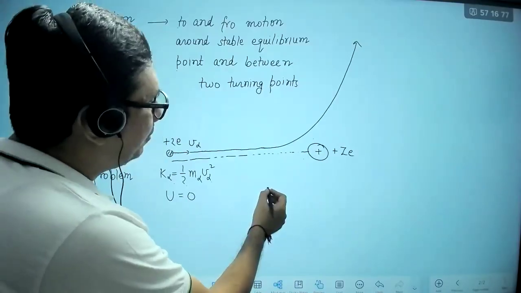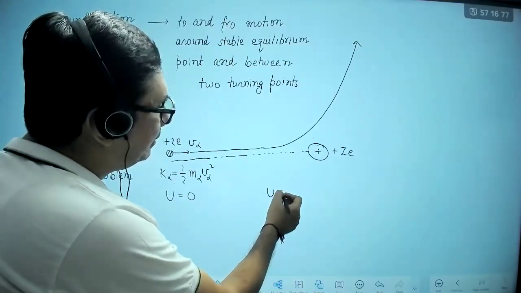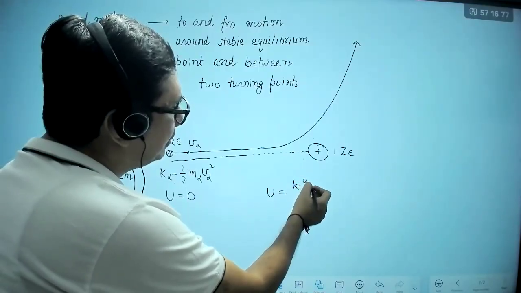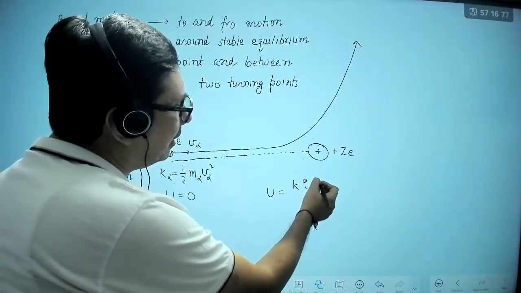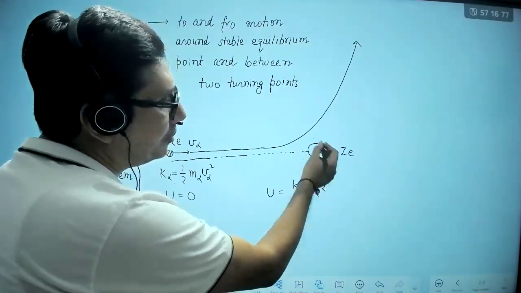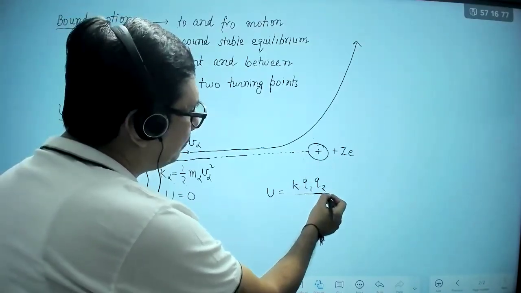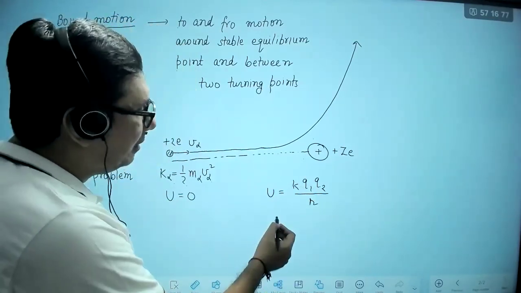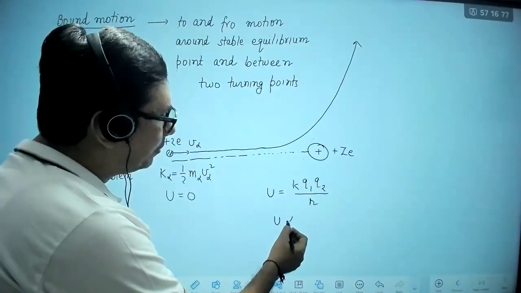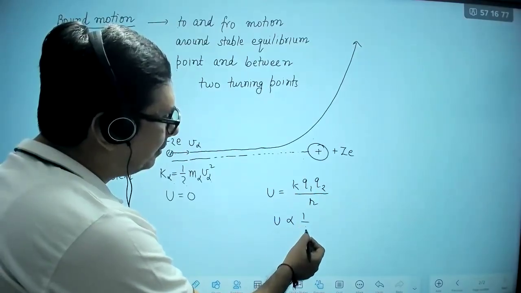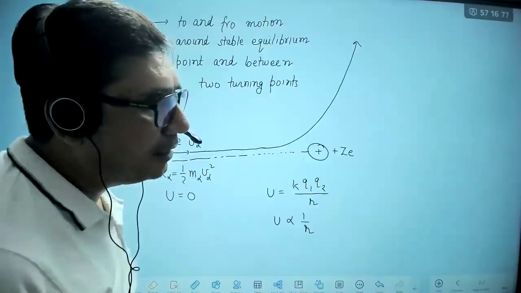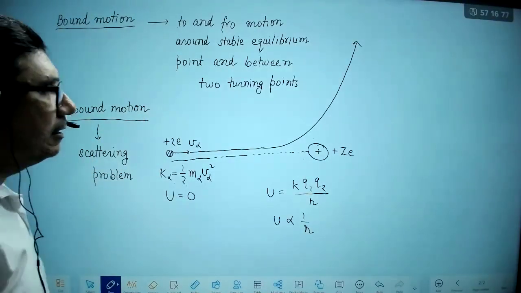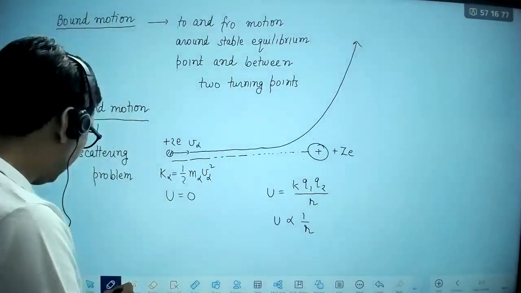If you look at this problem here, how much is the potential energy? You can say this will be K Q1 Q2 upon R. Suppose Q1 is the charge of the alpha particle and Q2 is the charge of the nuclei. So how is the potential varying here? Potential is varying as 1 by R.